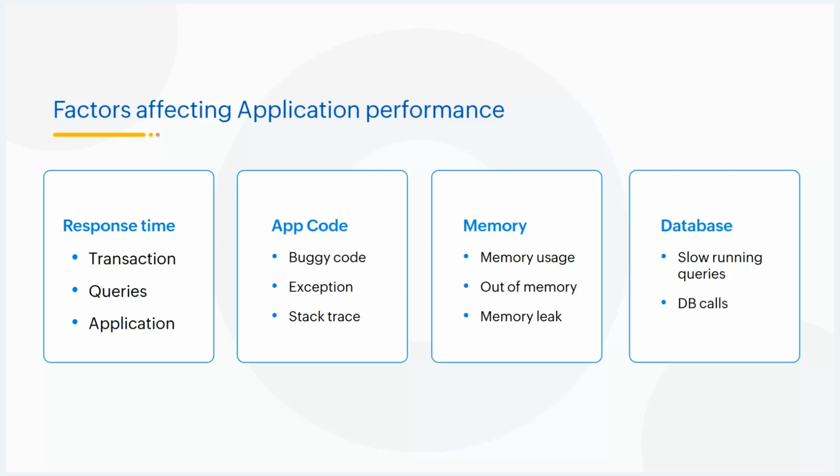This occurs when the program doesn't release memory properly, leading to a gradual increase in memory usage over time. The last one is the database. Database queries that take a long time to execute can impact the entire application's responsiveness. Optimizing these queries is very essential, and the number of calls made to the database can impact performance. Reducing any unnecessary or duplicative database calls can improve the overall speed of the application.